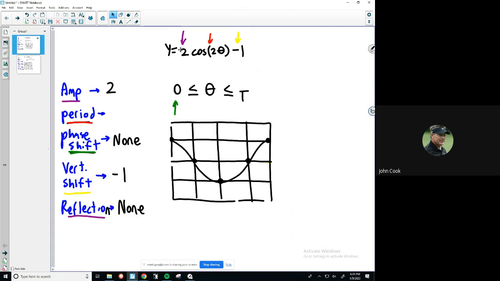So this is our period. It goes from 0 to pi, so a period length of pi. And we just start here at 0 and go all the way up to pi. Halfway between 0 and pi is 0.5 pi.